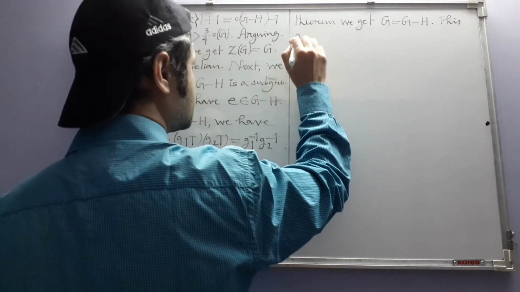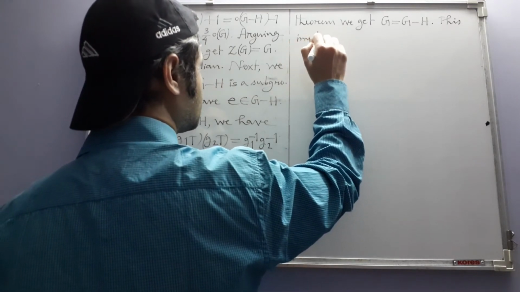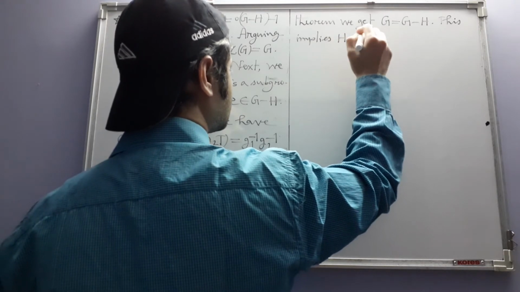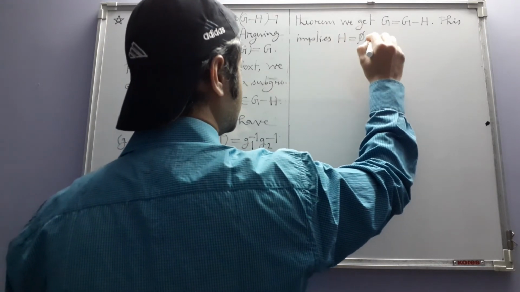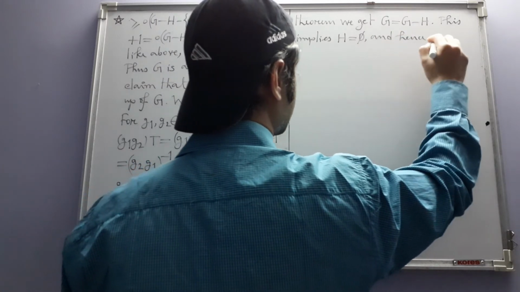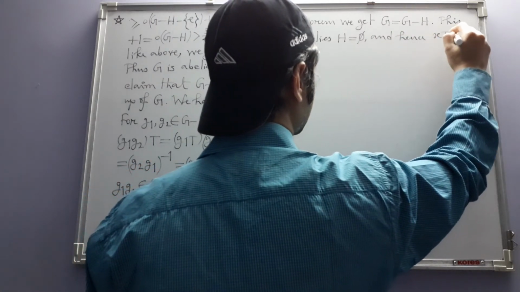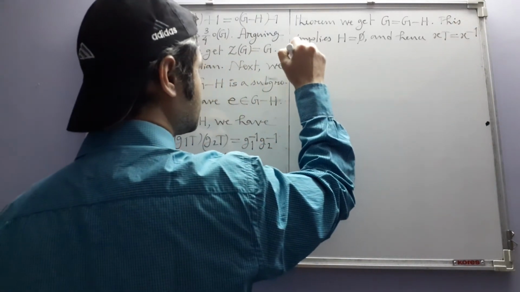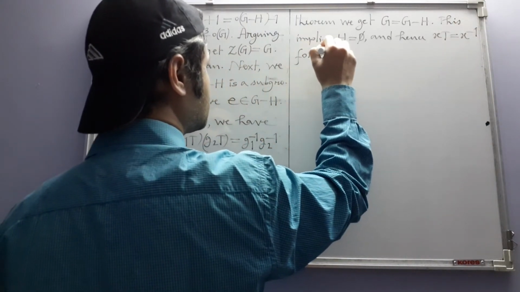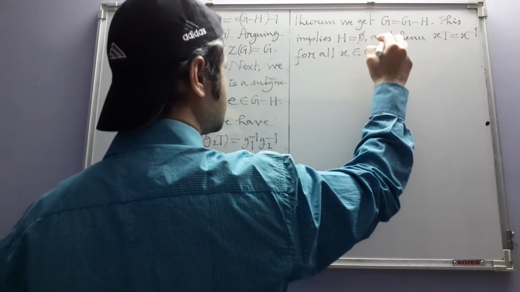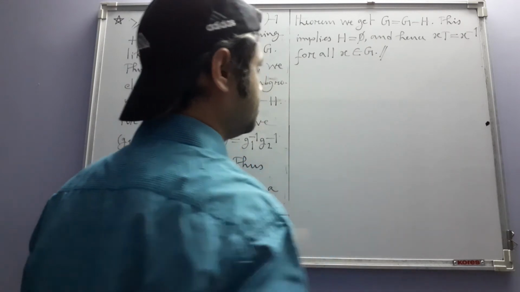This implies H is empty, and hence xT is equal to x inverse for all elements x belonging to G.